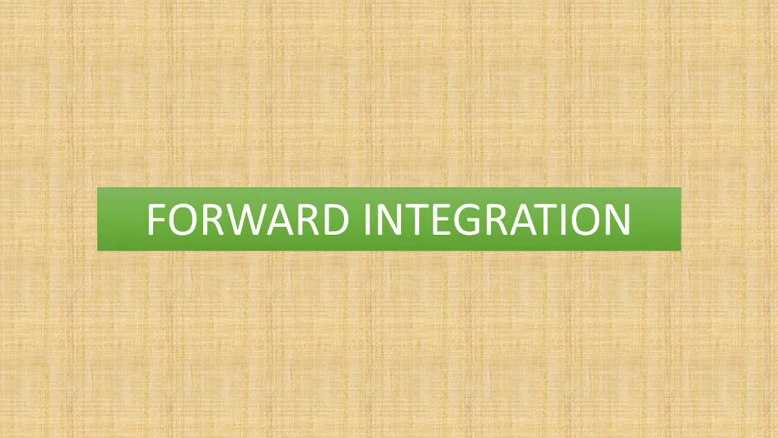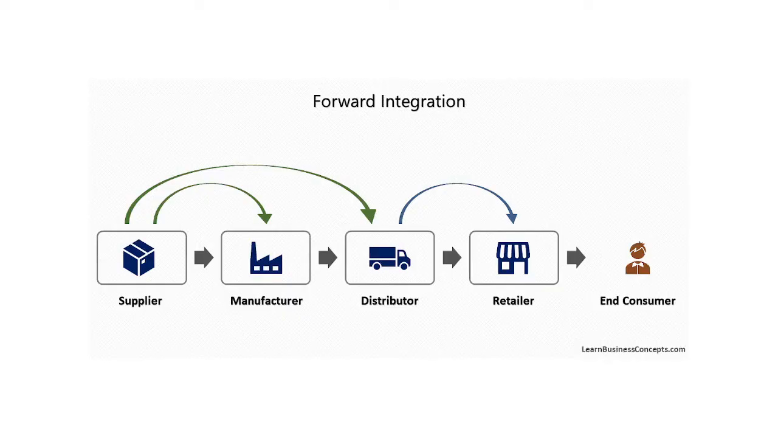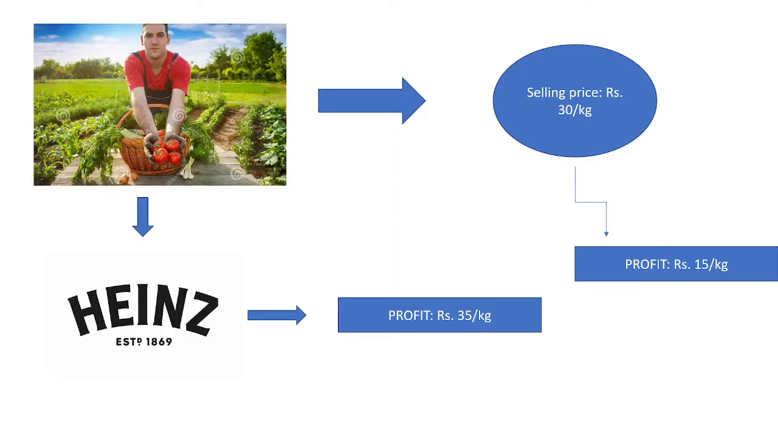Let's move to forward integration. Forward integration is basically the exact opposite of backward integration. In backward integration, the company down the supply chain buys companies up the supply chain. But in forward integration, the company up the supply chain buys the company down the supply chain. As you can see, if we take forward the example, in this case the farm owner buys Heinz.